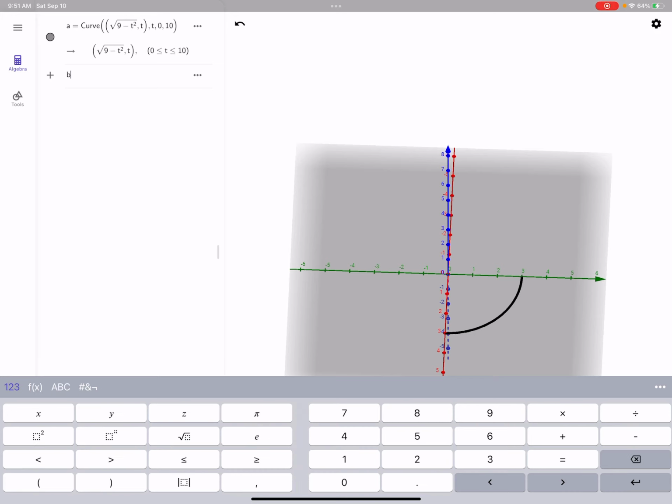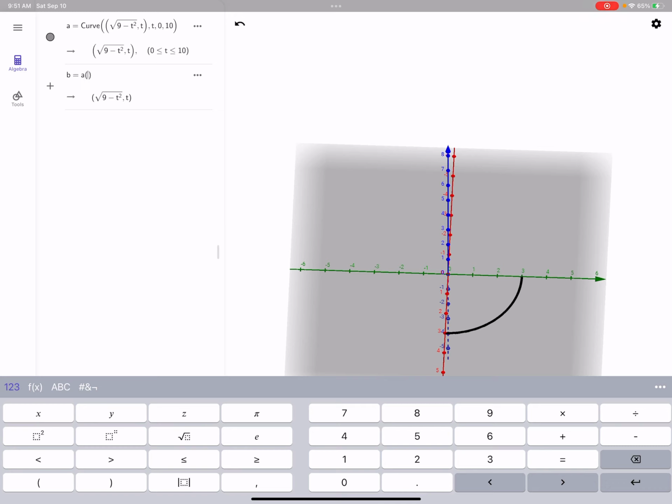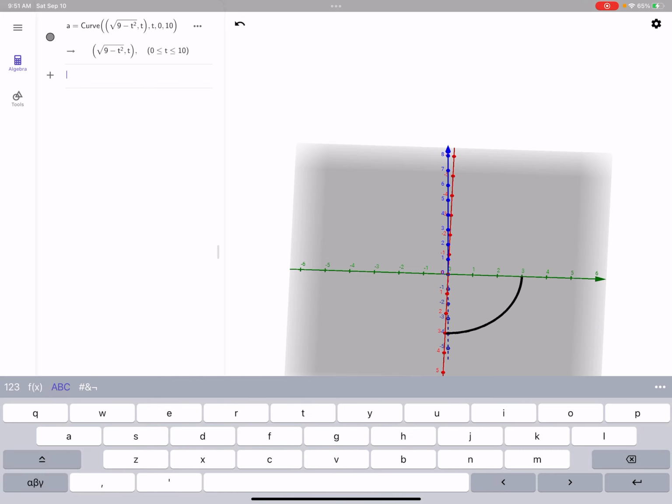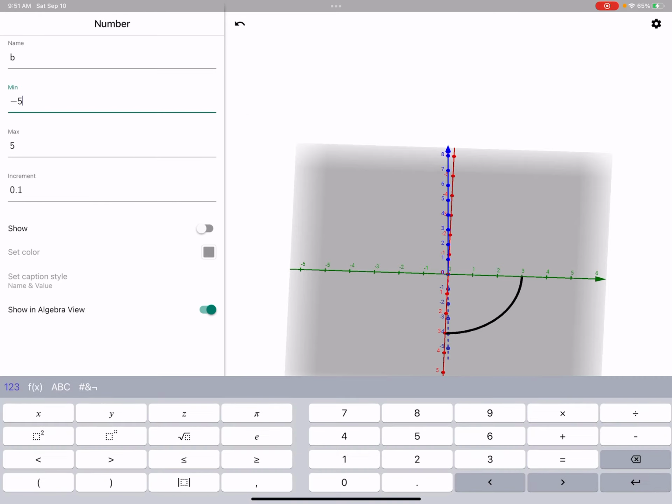Where's the equal? So B is going to equal, and we're going to make B equal A of, no, actually, we need a slider for B. I'm sorry. Give me just a moment. So we're going to make a slider for B, and we're going to go to settings and make that minimum value 0, the maximum value 3, and increment by 0.1. Cool.